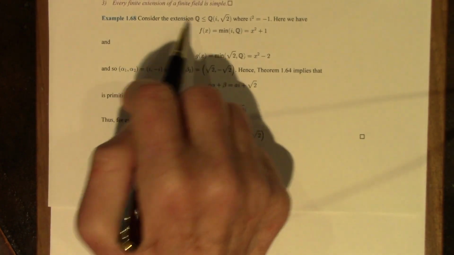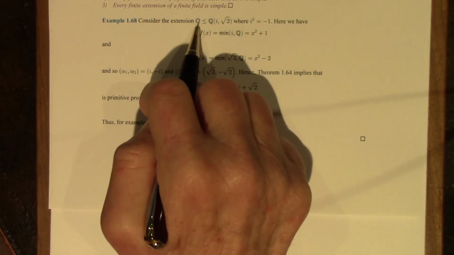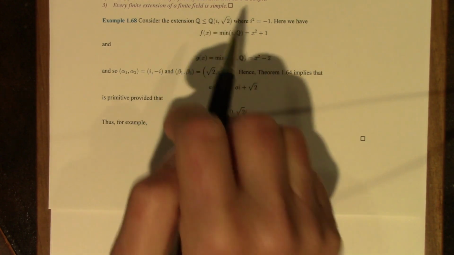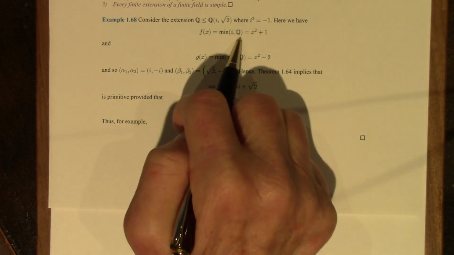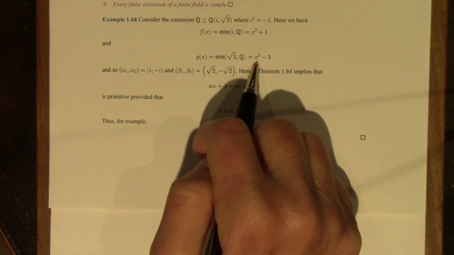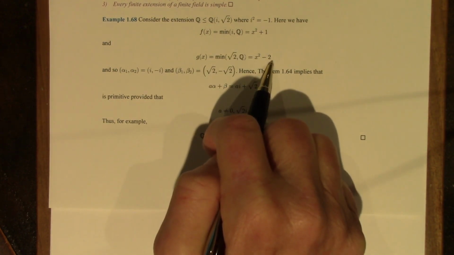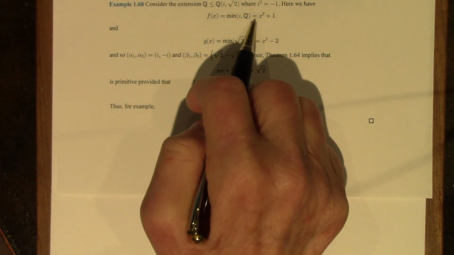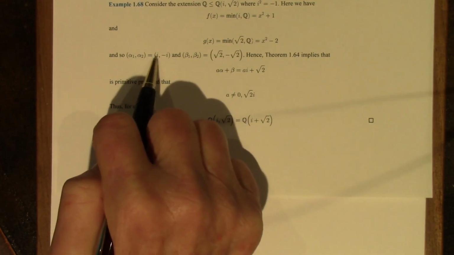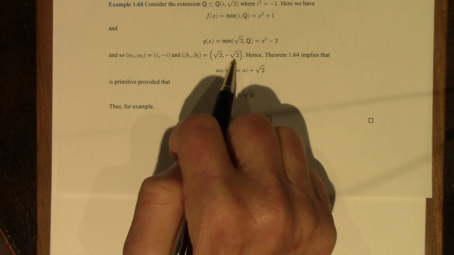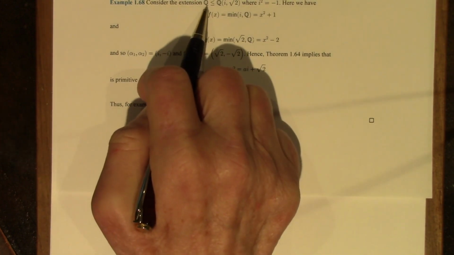Example. Consider this extension, the rationals Q with i and square root of 2 adjoined. The minimal polynomial of i over Q is x squared plus 1. The minimal polynomial of square root of 2 over Q is x squared minus 2. So the root sets are easy to find. For i, it is i and negative i. For square root of 2, it's square root of 2 and negative square root of 2. Everything here is separable because we're dealing with a field of characteristic 0.